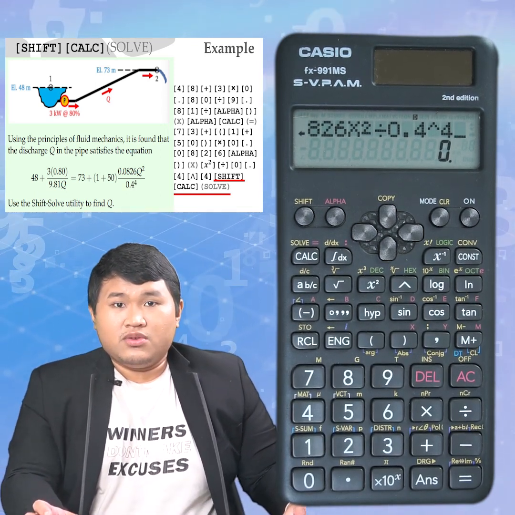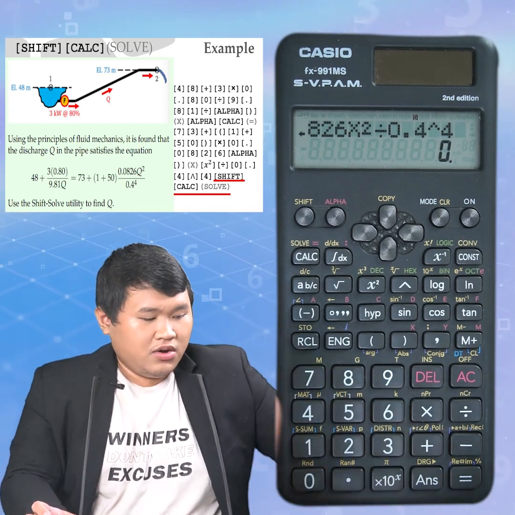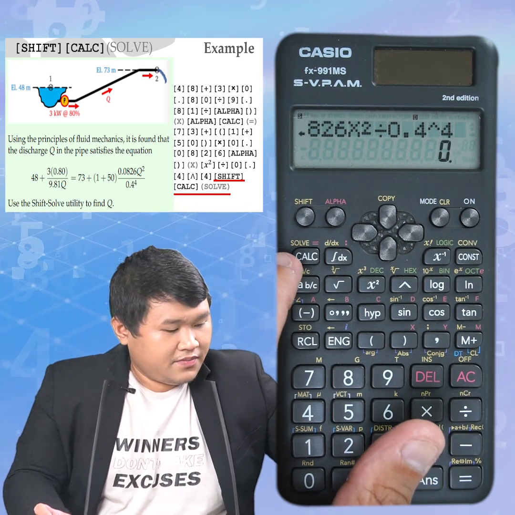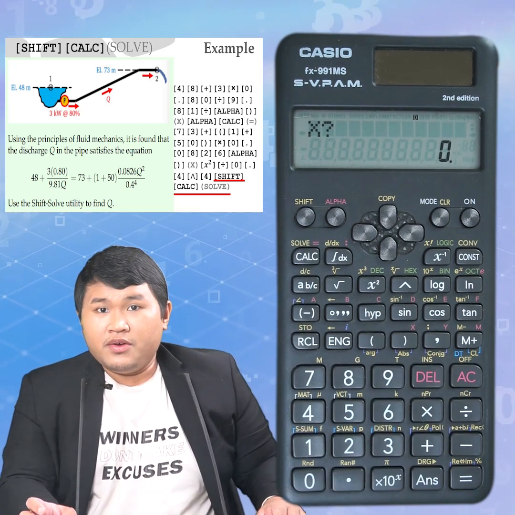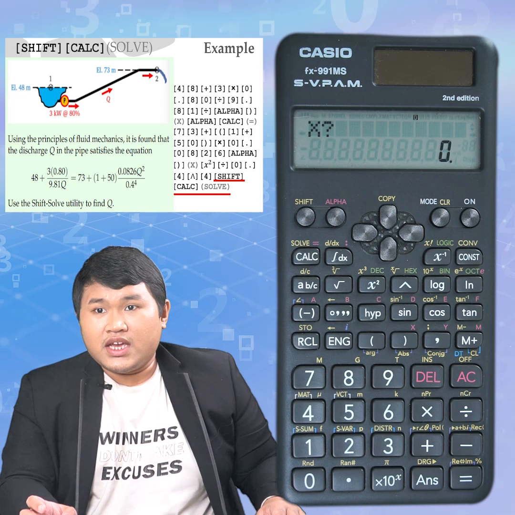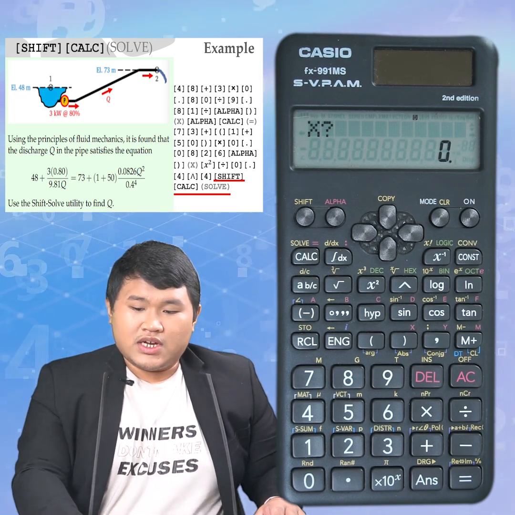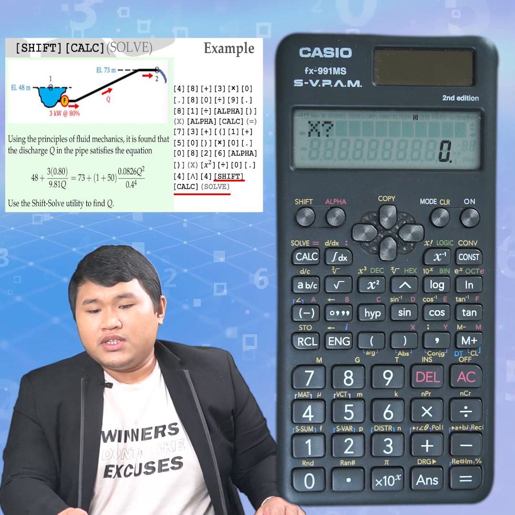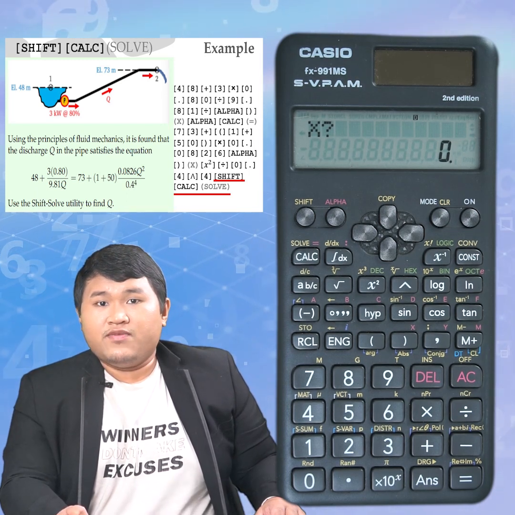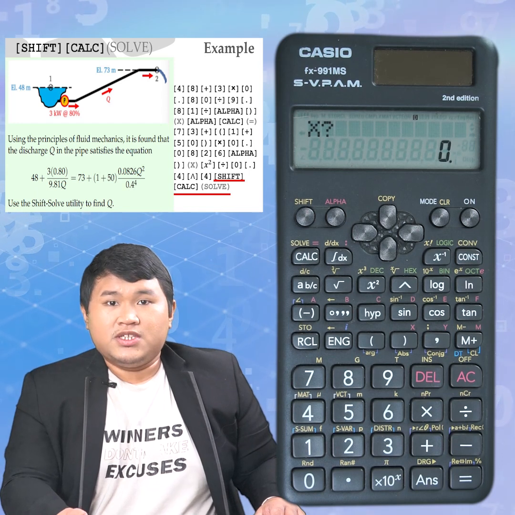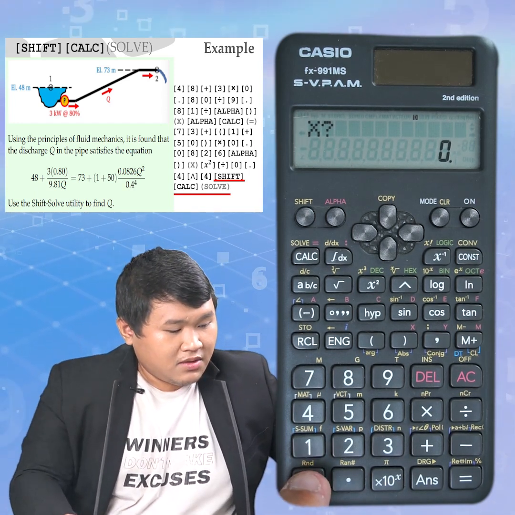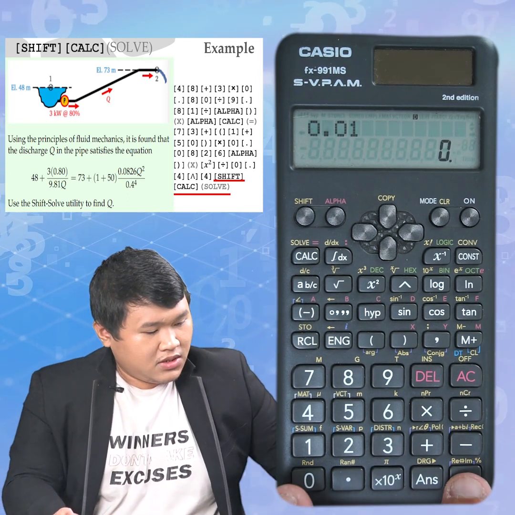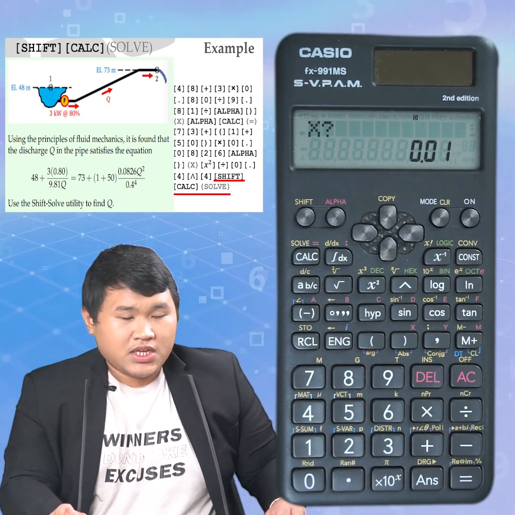Next step is to input SHIFT-SOLVE: shift and then calc. And then we are now asked to find the guess value. So that's the command. We are now asked to input our guess value. In this case, let's assume that the guess value for Q is 0.01. So let's input that 0.01, and then press equals. Now it's stored in X.